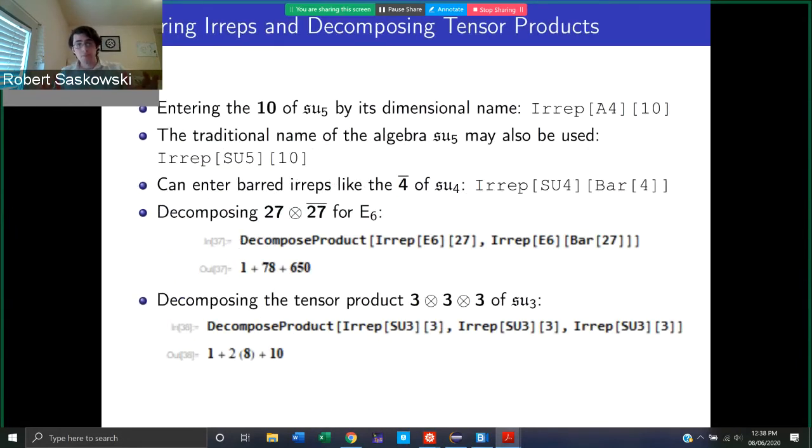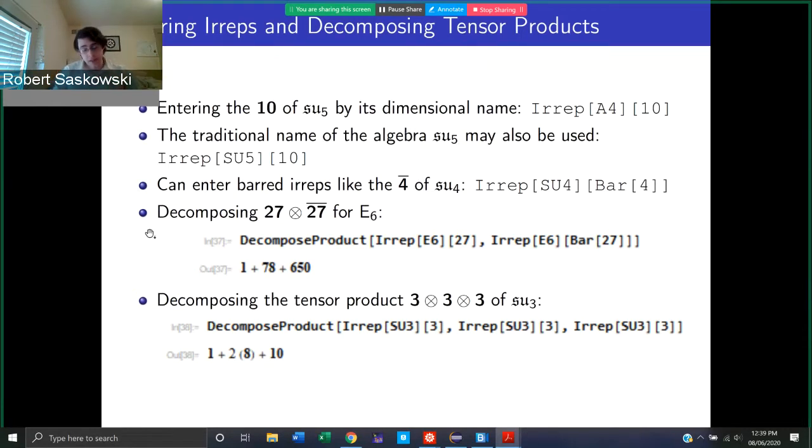So, just to give a little tutorial on LieART in case you're interested in using it, you can enter irreducible representations, for example, either by specifying the classification in terms of A, B, C, D, E, F, G. And so what we do is we use the Irrep command, and this first bracket tells us the algebra. The second one tells us the dimension of the irrep. Alternatively, we can use the more familiar names of SU, SO, SP to specify which irreps we would like. We can also enter barred irreps with the Bar command. We can also enter primed irreps with Irrep prime of whatever you would like to prime.